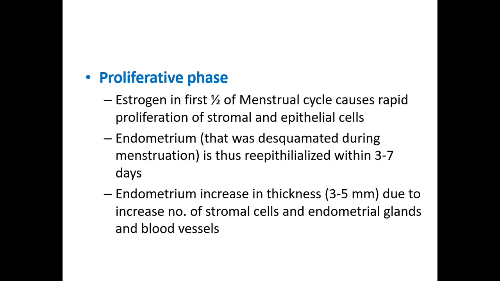Some detail of these stages, the proliferative phase. In the first half of the menstrual cycle, the estrogen causes a rapid increase in the proliferation of the stromal cells and the epithelial cells. And because of this rapid proliferation, there is thickness of the endometrium.